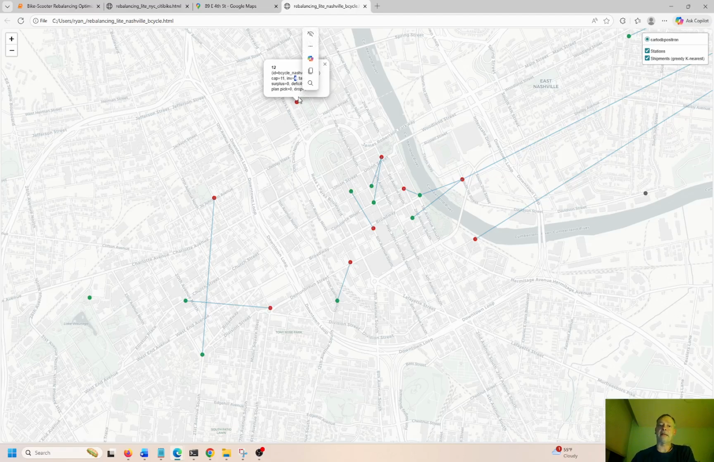I wasn't in Nashville for a long time. I worked there many years ago. Inventory of 4 might be fine in this neighborhood. Maybe 4 people won't come along and use the bikes.